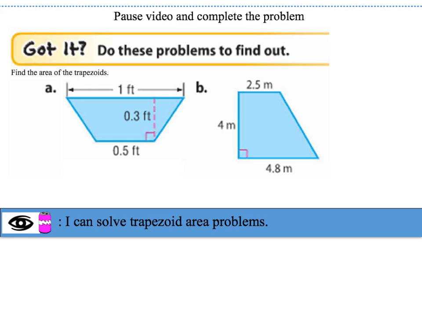Notice I have two got it problems on the slide, got it problem A and got it problem B. And I would suggest that you play around with both formulas. Since there's two problems and two formulas, try using the different formulas for each problem.